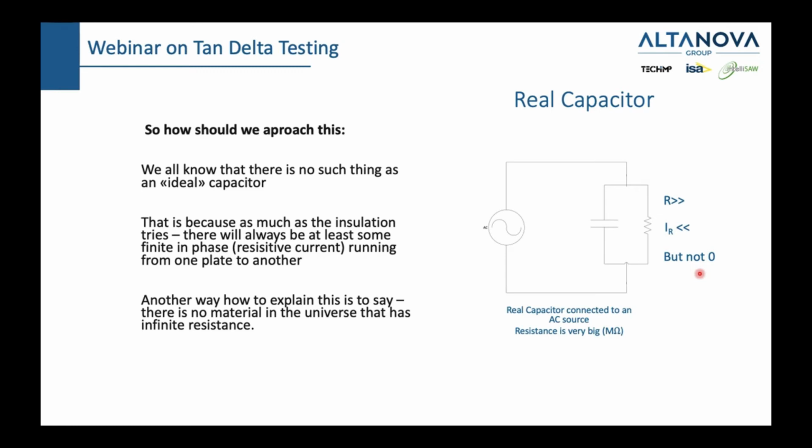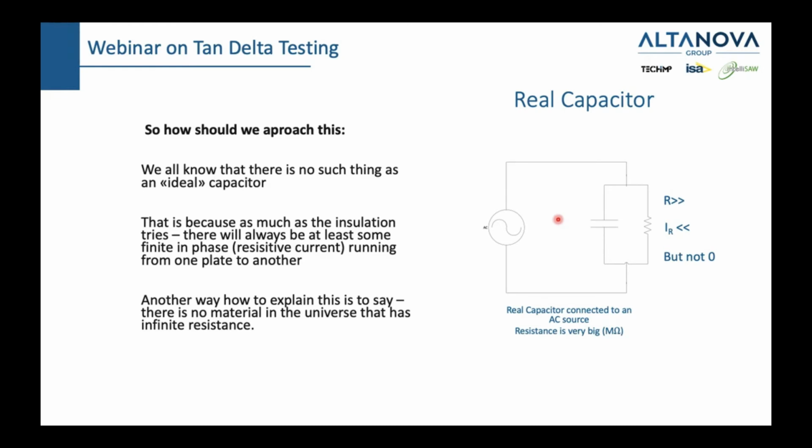But since it's not zero, what happens is that the current running through this resistor creates some issues. So another way how we can explain this is that there is no material on the face of the planet or in the universe which has infinite resistance. Every piece of material, even if it's a dry wood, has a finite resistance.